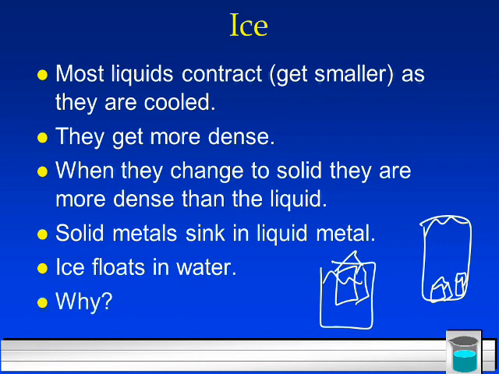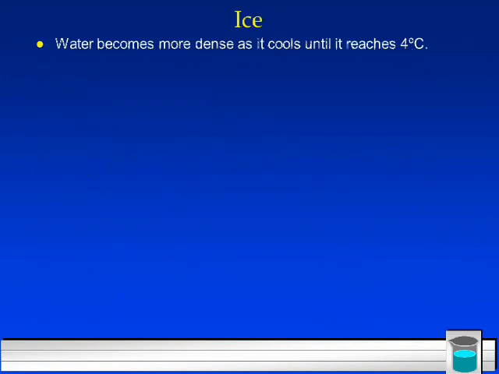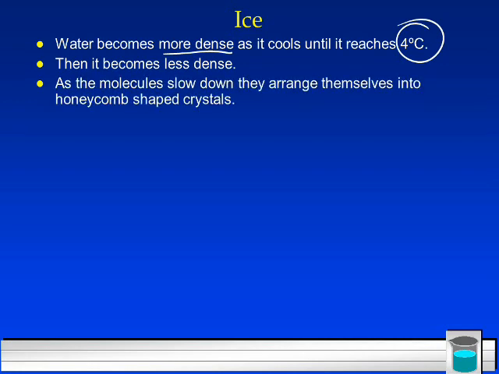Now, why does ice float when most all other liquids or most all other compounds change and become more dense when they become solids? Water, interestingly enough, will become more dense as it cools until it reaches 4 degrees Celsius. Then something happens. It becomes less dense. They start to spread out. The molecules slow down. They arrange themselves into a honeycomb-shaped crystal.